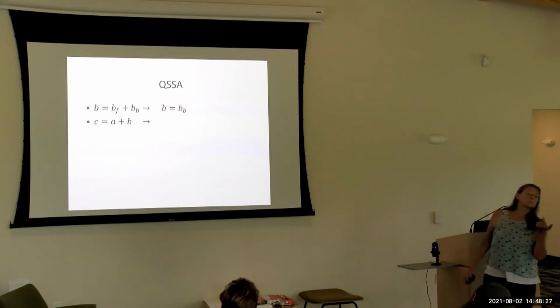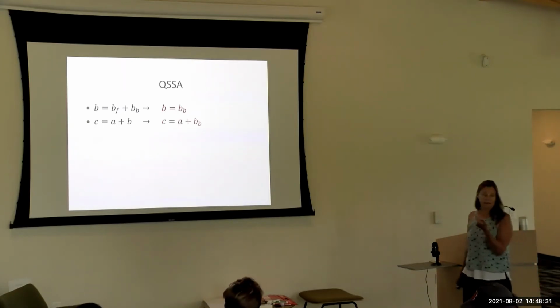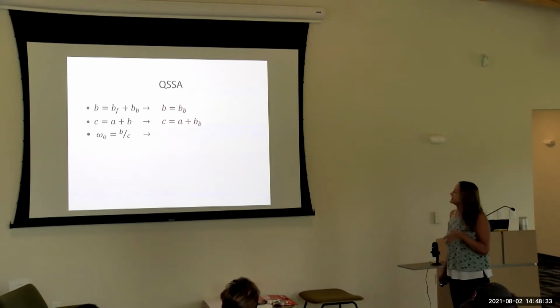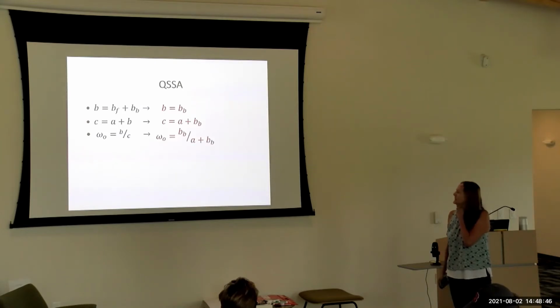Who said it? a plus bb, exactly. And the single scattering albedo, which is the total scattering over the beam attenuation, is replaced by bb over a plus bb.